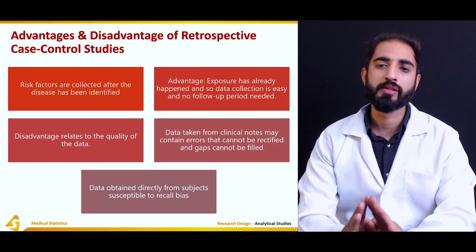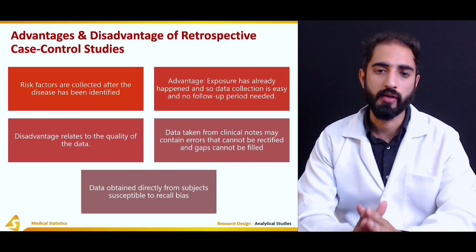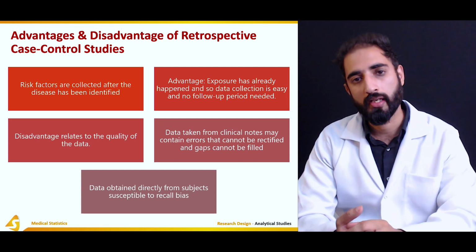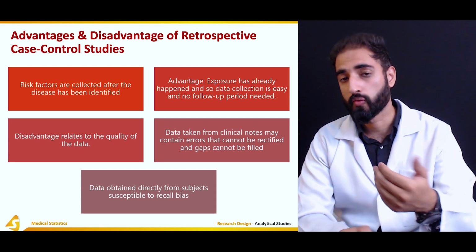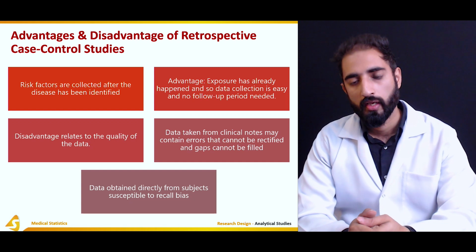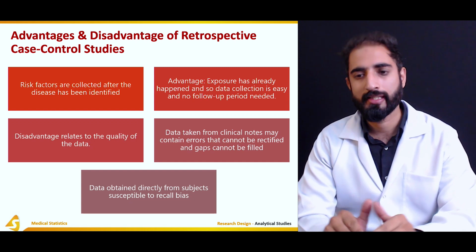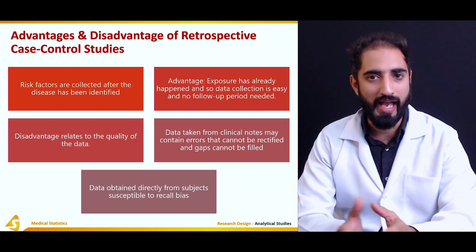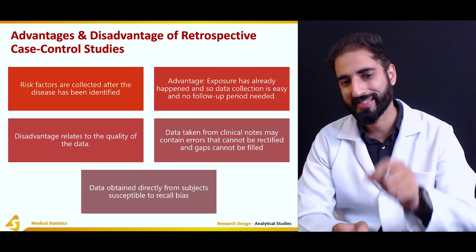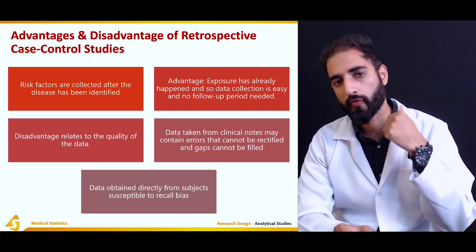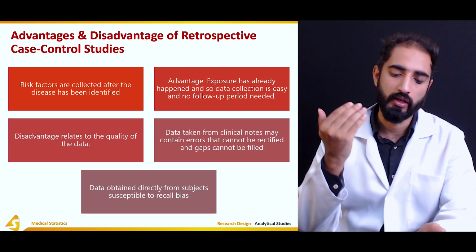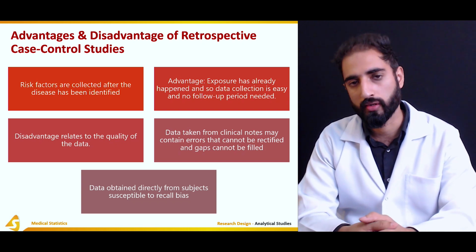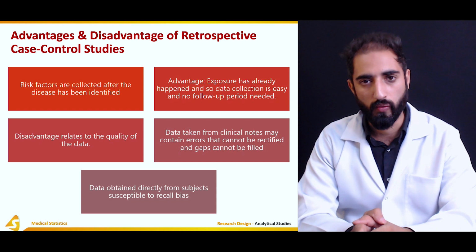Now, what are the advantages and disadvantages of a retrospective case control study? Risk factors are collected after the disease has been identified, based on the histories given by the participants. The advantage of this is that exposure has already happened. So data collection is easy and you don't have to wait for the follow up. You just take the history from the patient or the participant, pen it down, enter it in your data, and you can find out the results.